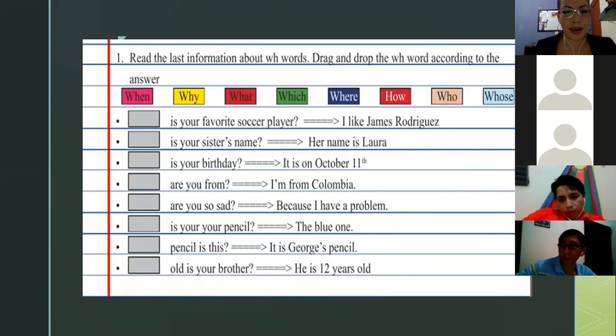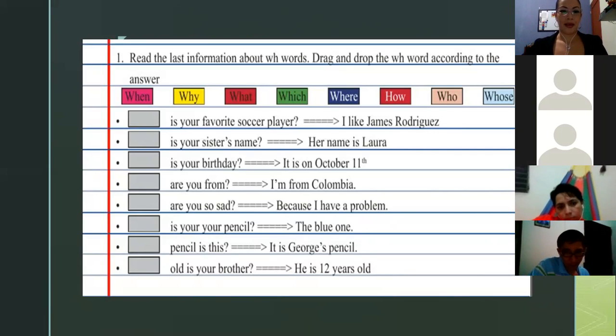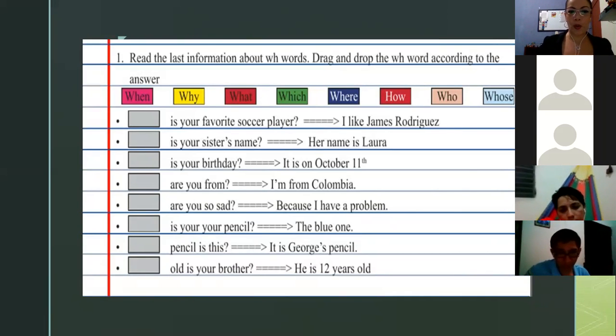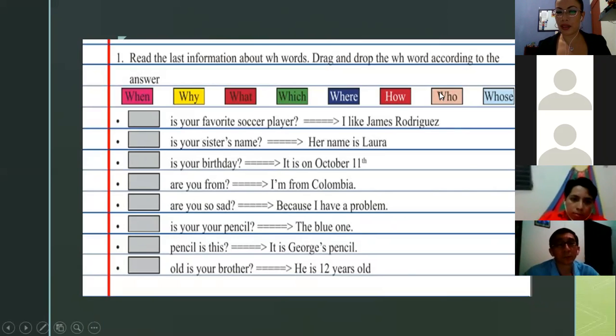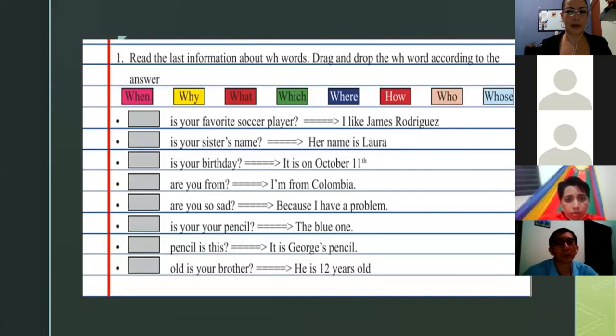How old is your brother? Ahora van a copiar solo cuatro preguntas que le quisieran hacer a sus compañeros de aquí. Por ejemplo, yo quiero preguntarle who is your favorite soccer player? When is your birthday? Where are you from? And how old is your brother, for example? Vamos a copiar cuatro preguntas de estas en el cuaderno. Acuérdense de poner primero la WH word. Por ejemplo, aquí dijimos que era which o who. Es el who. ¿Quién es también? Pueden usar who. Who is your favorite soccer player?